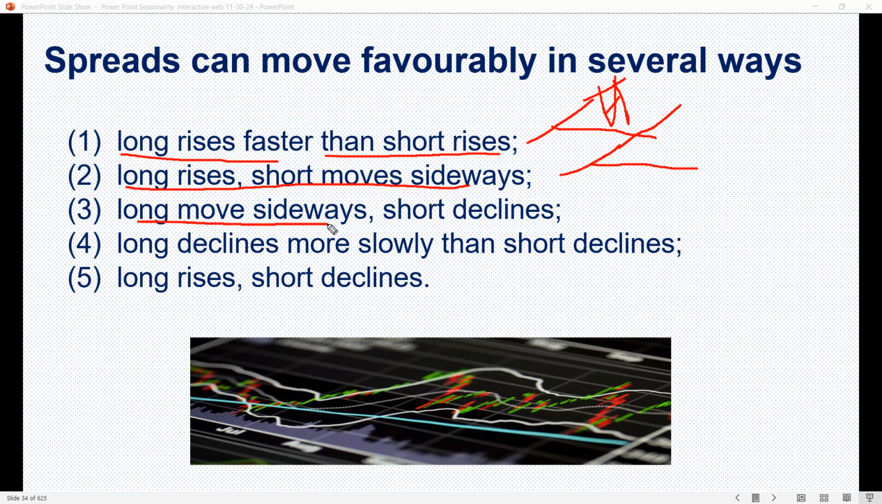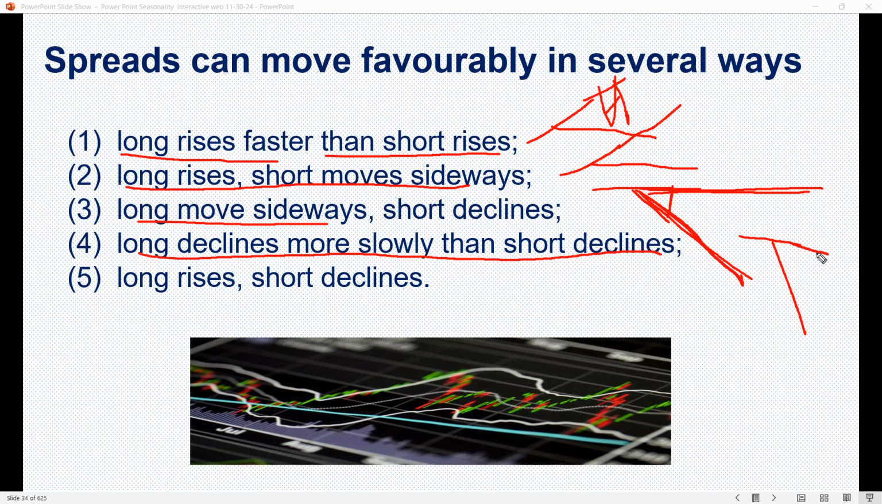Or you could have gasoline going sideways, but crude is starting to come off. You see that spread widening, right? So you're still making money because you were short crude, it's going down, but your long gasoline was just going sideways. Or you could have it where your gasoline is going down, but more slowly than the crude that you're short against it. So gasoline could be going down, but crude is going down a lot faster, so you're making money in this down trend.